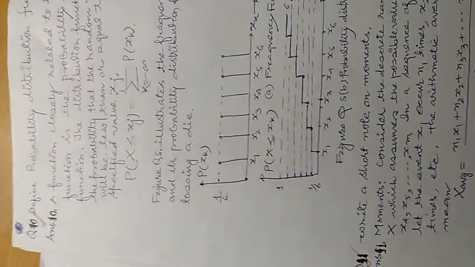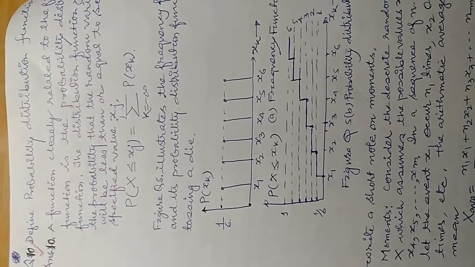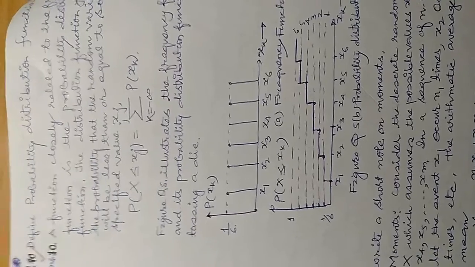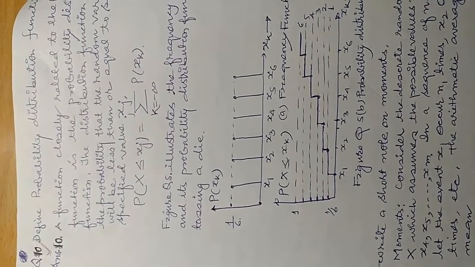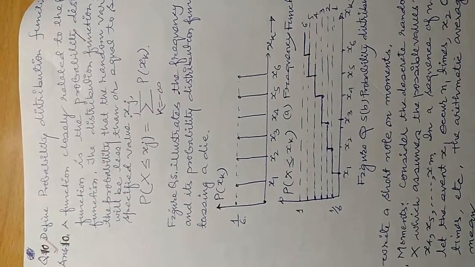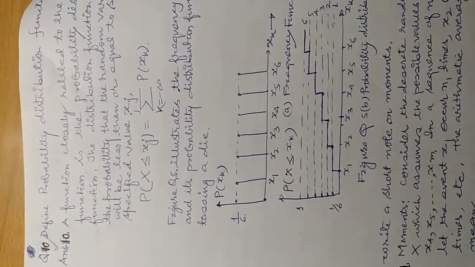Here we are taking the same experiment, rolling a die and getting the outcomes of that rolling of a die. By this example we'll try to understand what the probability distribution function is.